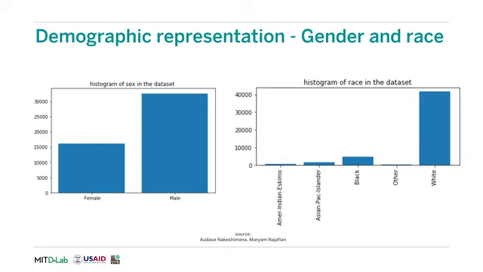If you look at the gender distribution in the dataset, we can see that about 16,000 individuals identify as female, and about 32,000 individuals identify as male. If you look at the race distribution, you can see that slightly more than 40,000 individuals identify as white, and about 4,000 to 5,000 individuals identify as black. The rest is other minorities.